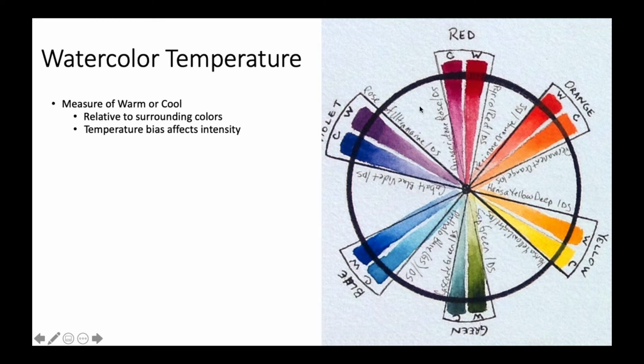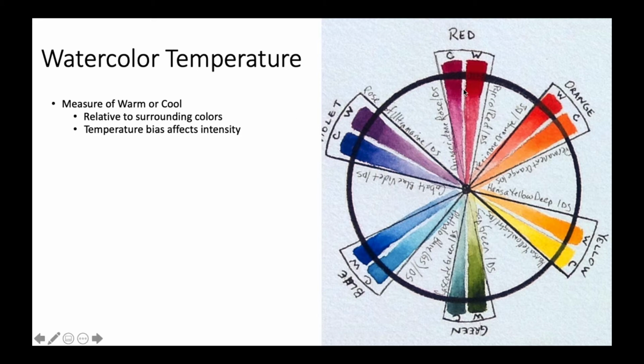Typically, in general, we refer to anything from here and to the left on your screen as cool colors, and these are warm colors. But it's not exactly true because some greens are very warm. So temperature bias really affects intensity when mixing.